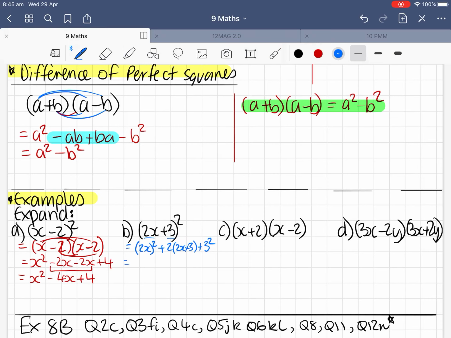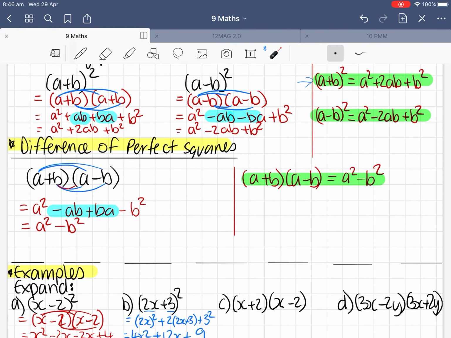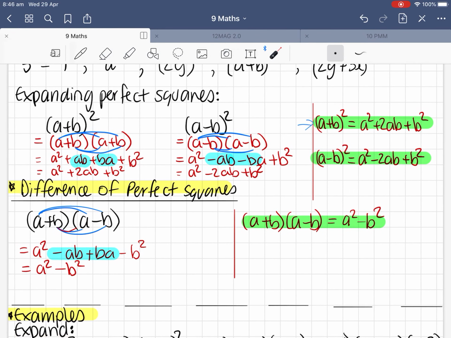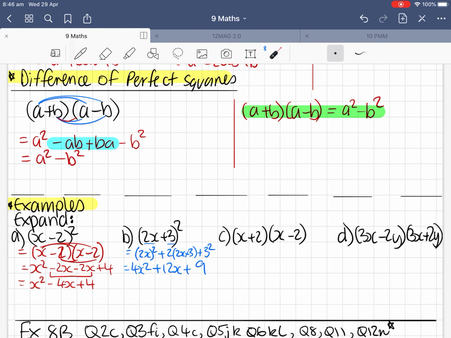And in my final step, I'm going to simplify all of that. So I end up with 4x squared. Remember, our index laws tell us that squared applies to the 2 and the x. Plus, now 2 times 2 times 3 is 12, plus 9, and that's my answer. So we notice that we only have one line less of working when we're doing the shortcut method for a perfect square. It's not that much quicker with a perfect square, but it is going to be a bit different when we get to the difference of two squares.